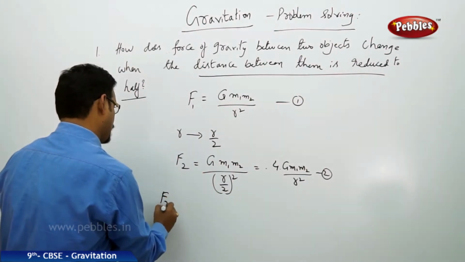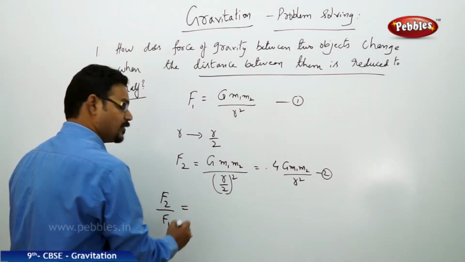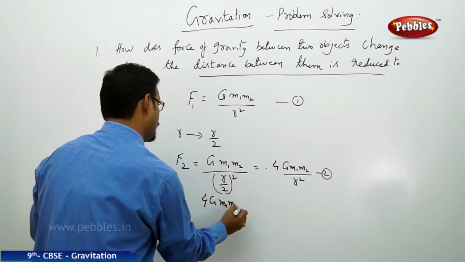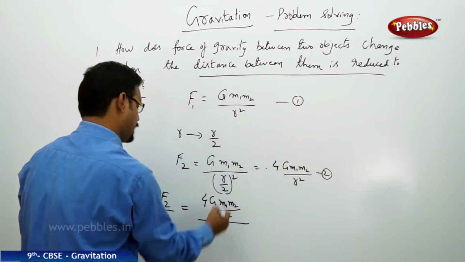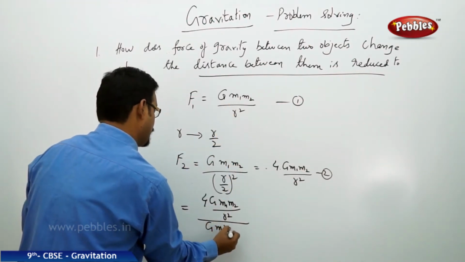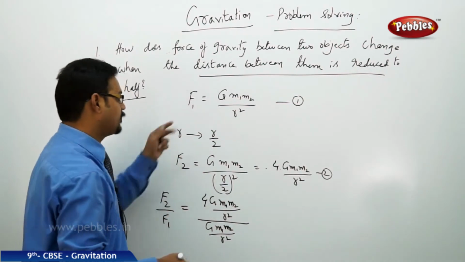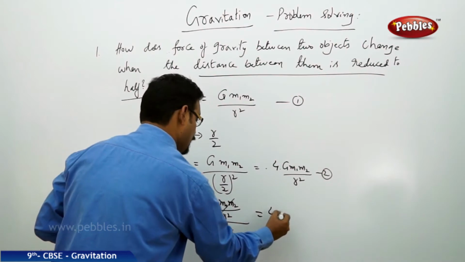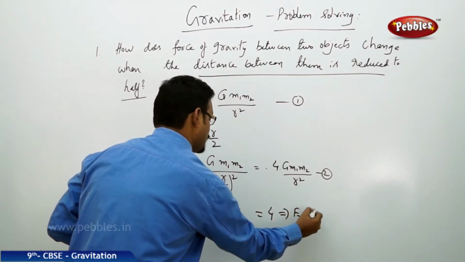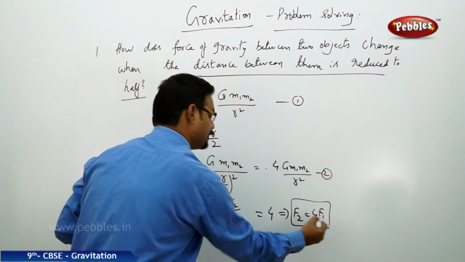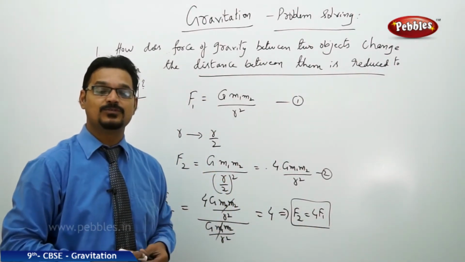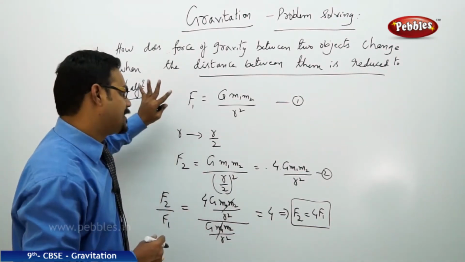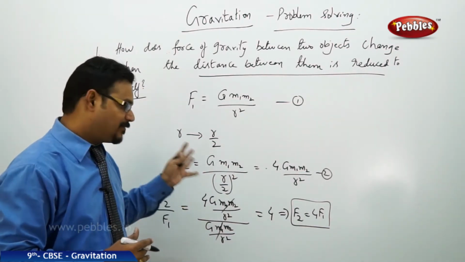Now I want the new force, so F2 by F1 equals 4 G m1 m2 by r square, whole divided by G m1 m2 by r square, which is F1. So all these fractions are cancelled. You get 4, which implies the new force F2 is 4 times F1. That means the force increased to 4 times. This is one way of doing it, and this is the standard way of calculating and finding the answer.